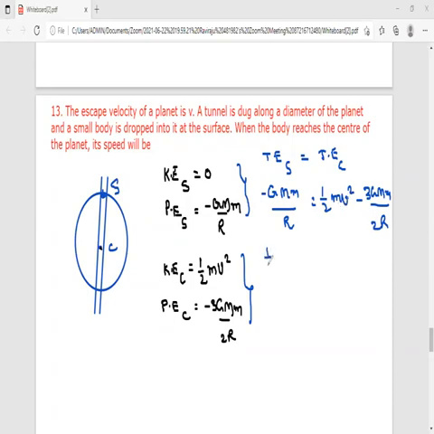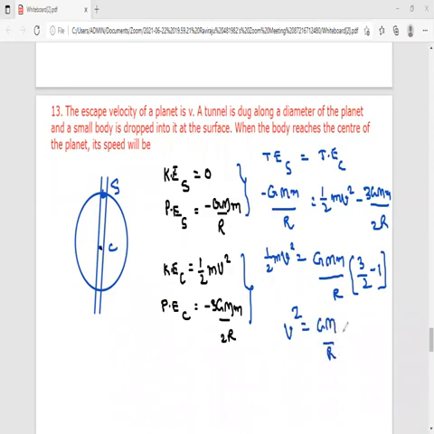So half mv square is equal to, GMm by R is common, and you will have 3 by 2 minus 1. That will be half only. Half and half will get cancelled then. Then what will be the answer? mv square equal to this value. Small m will also get cancelled. So finally v square equal to GM by R.